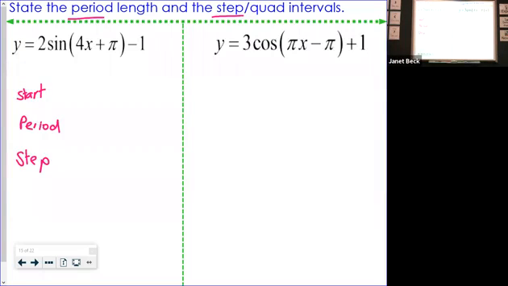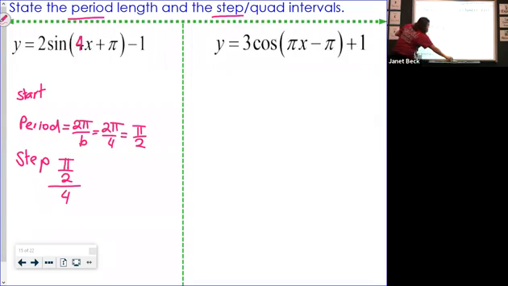So on this one, remember the period is 2 pi divided by b. That's our value of b. So it's going to be 2 pi divided by 4, which is pi over 2. To find your step, you can say the period divided by 4. Now that's horrible to do. Remember, instead of dividing by 4, you can simply multiply by a 4th. It's the same math. That's much easier to do. It's going to be pi over 8.